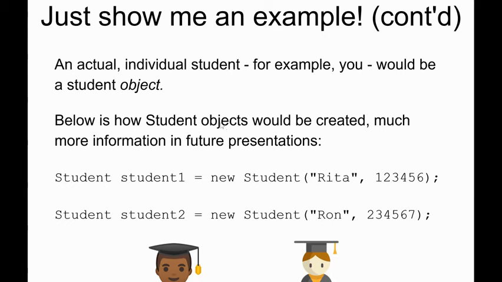An actual individual student, for example, would be a student object. Below is how student objects would be created. Much more information in future presentations. So student1 equals new Student. Rita is her name, and her student ID number is 123456. Student2 is Ron, and he has an ID number of 234567. You can see that this is a call to the constructor, and we've seen calls to the constructor before.